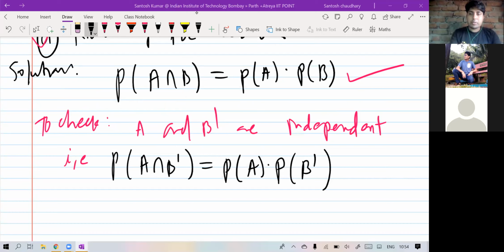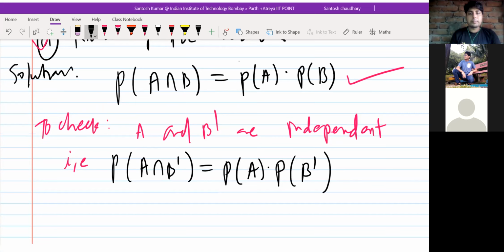Actually, in chat I'm not looking. Those who are trying in chat, actually in full screen mode I cannot see the chat. Okay.